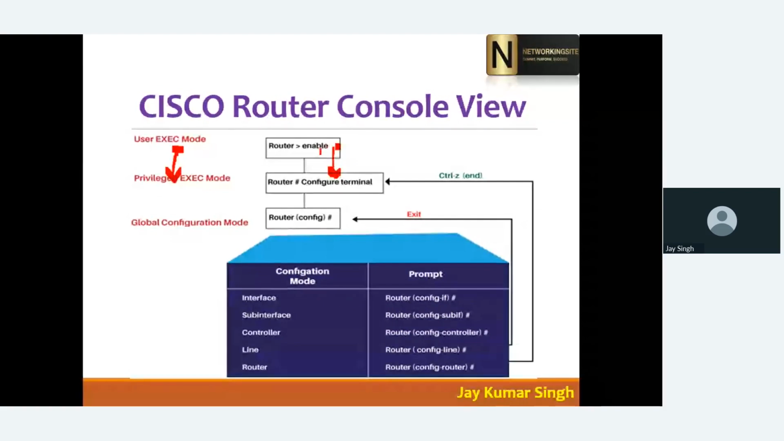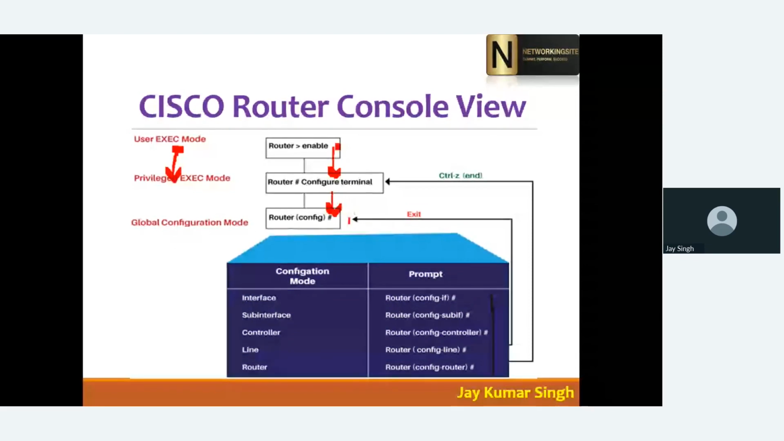So which command do you have to type? Enable, to move from user mode to privilege mode. And then from privilege mode to configuration mode, you have to type configure terminal. When you type configure terminal, you will move from privilege mode to global configuration mode. And these are some sub modes. Once you configure your router, you will come to know about these sub modes depending on your configuration.